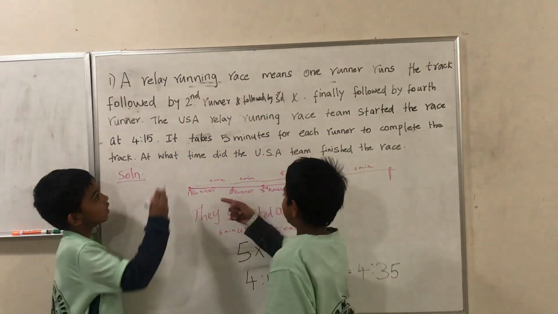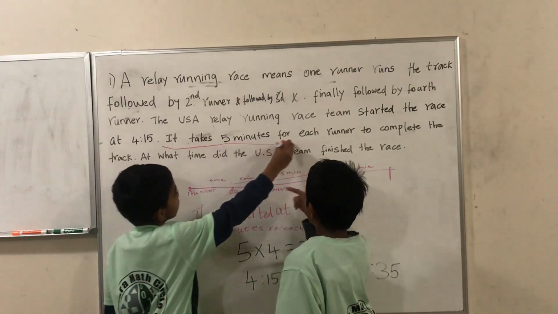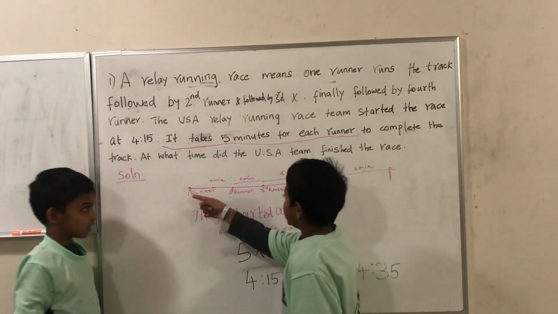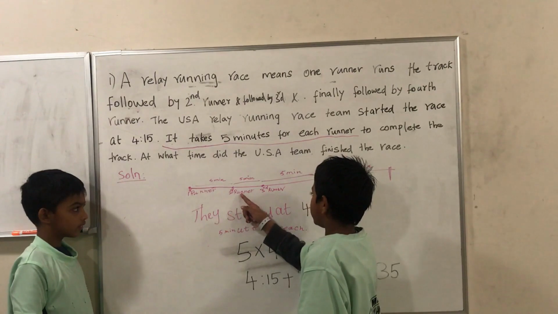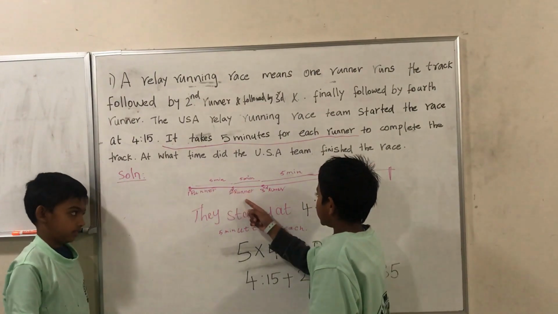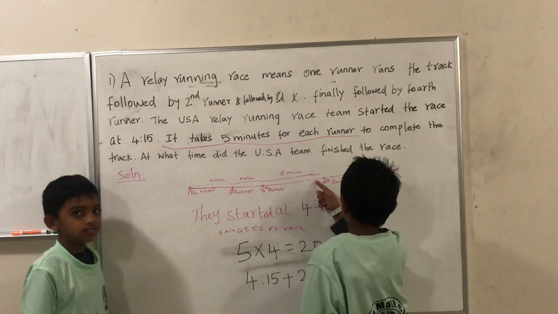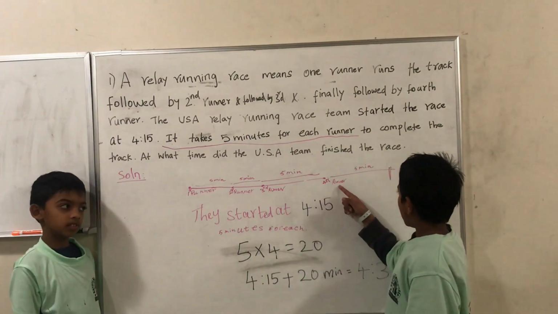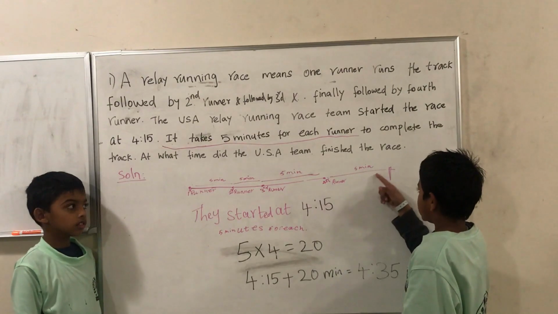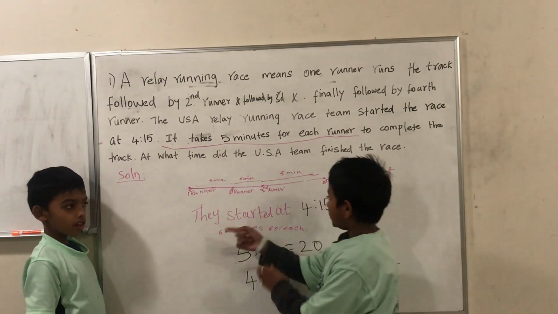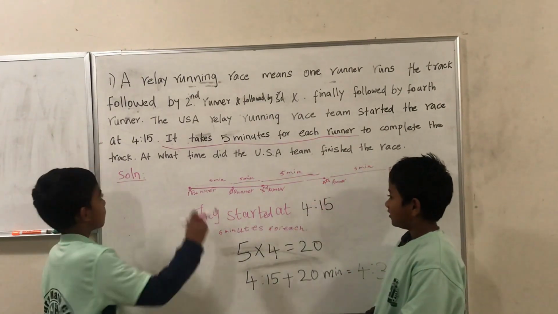So it takes each runner 5 minutes, so we're underlining 5 minutes for each. So the first runner to the second runner takes 5 minutes, and the second runner to the third runner takes 5 minutes, and the third runner to the fourth runner takes 5 minutes, and the fourth runner all the way to the finish line takes 5 minutes. What time do they start, Sylesh? 4:15.